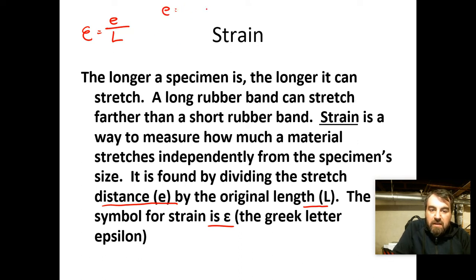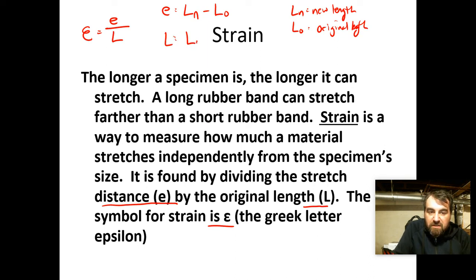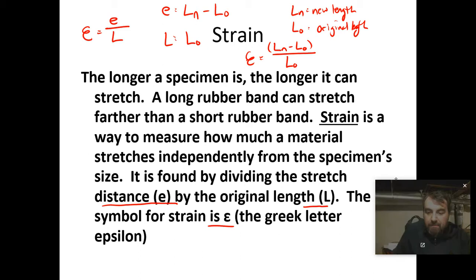E is the new length minus the original length. L_n equals the new length because it's been stretched out. L_0 equals the original length. L is just the original length. So basically, you're going to put this in parentheses on top: length new minus length original, divided by the original length. Okay. All right.